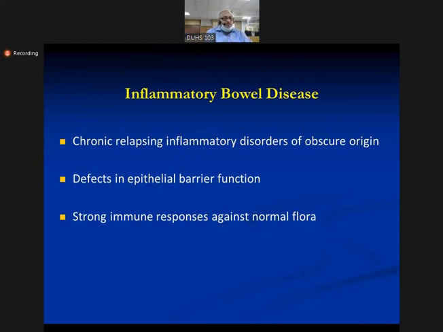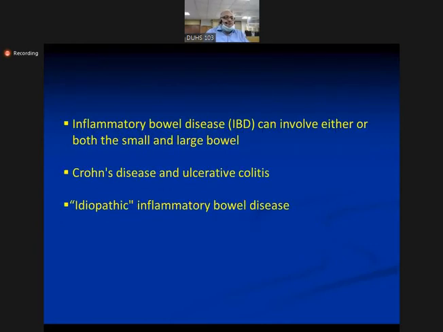In the category of idiopathic inflammatory bowel diseases, we have two well-known diseases which are referred to as Crohn's disease and ulcerative colitis. In conjunction, they are also referred to as IBDs. IBDs stands for inflammatory bowel disease. But whenever we refer to idiopathic inflammatory bowel disease, it means we are referring to these two disorders, Crohn's disease and ulcerative colitis.